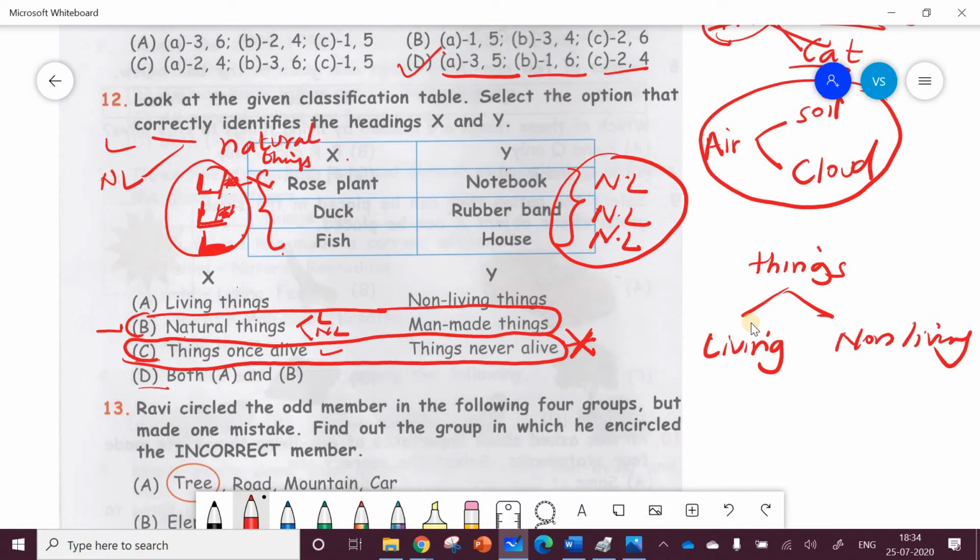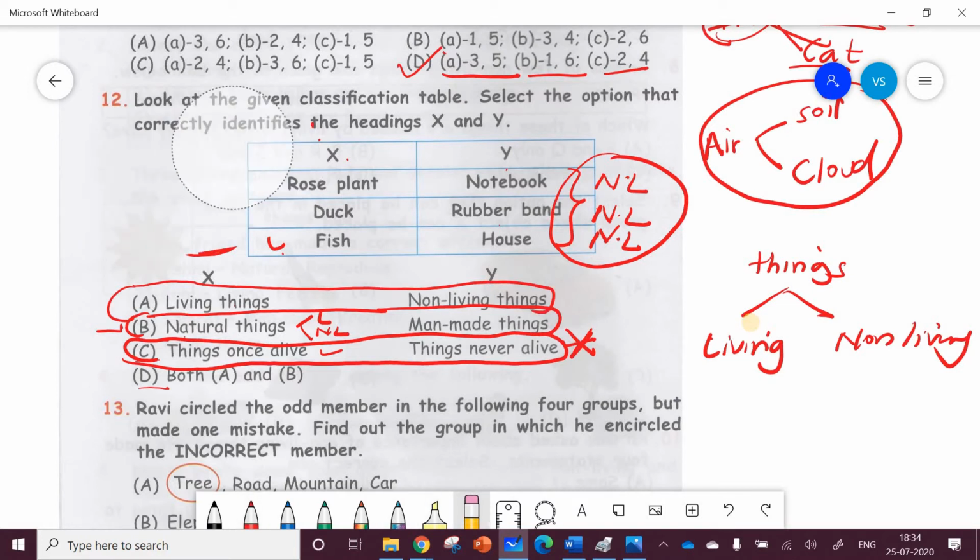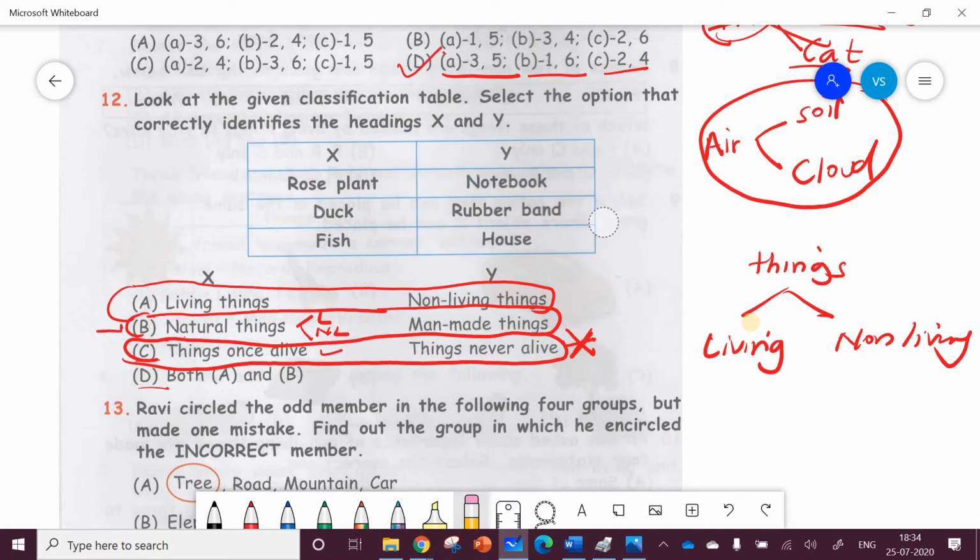What about the A option? A option is clearly saying that X is living things and Y is non-living things. Do you agree? Yes. So you are also agreeing with the option that this is living, living, and non-living, non-living. Did you understand why option number B was not the answer? Why do you think option number B is not the answer? Why natural things are both. It could be both. It could be living and non-living things.